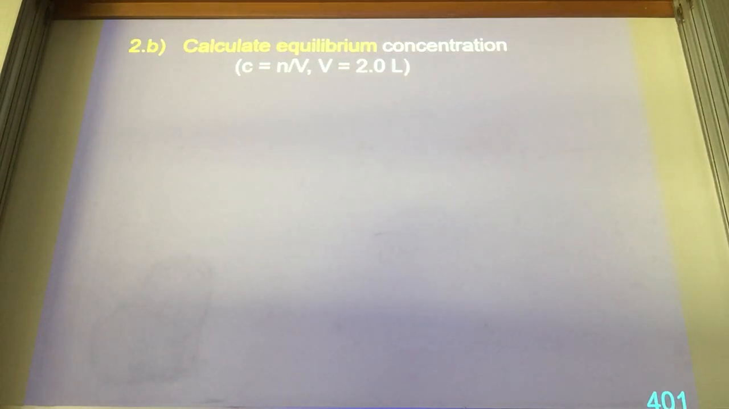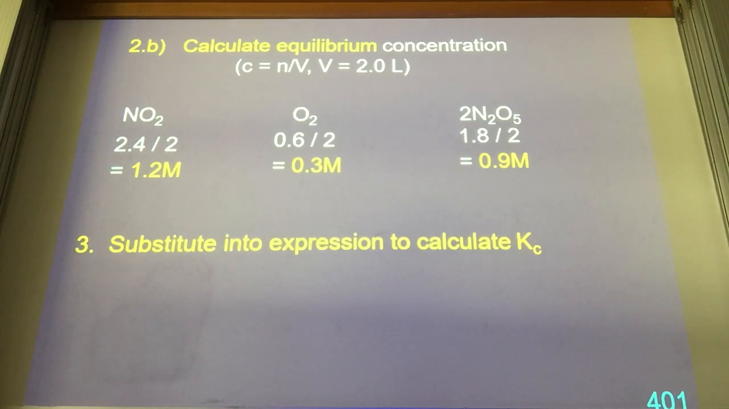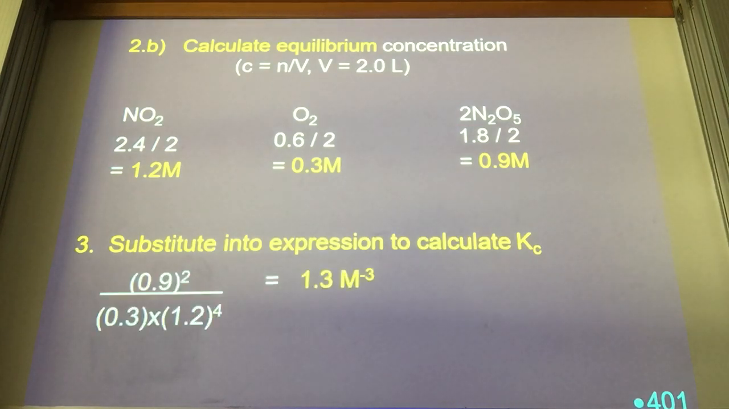Now, once you've got your moles, you've got to remember that's not the final step. You've got to convert them to concentrations. It's easy just to plug those moles into the equilibrium constant expression and you will get the wrong answer. So determine the concentrations, plug them into the equilibrium constant expression, and you will get your answer.